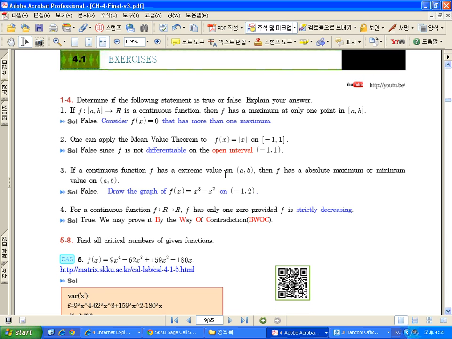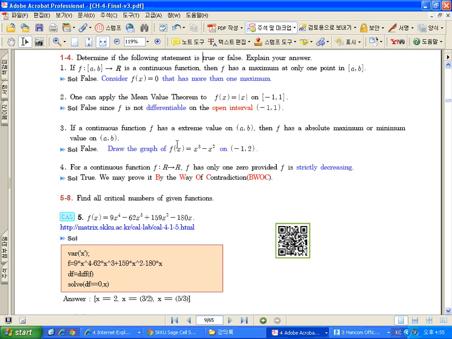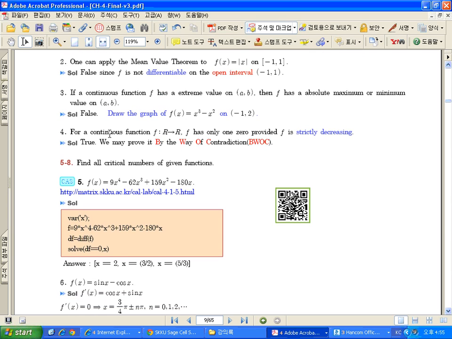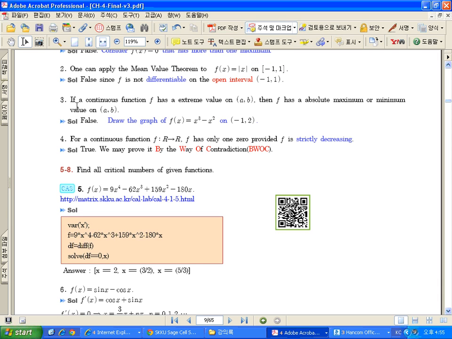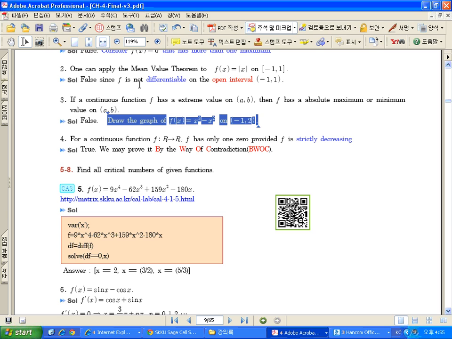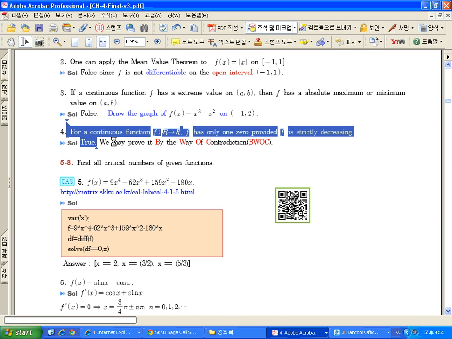Okay, the exercise problems in section 4.1. Here, we were asked to determine if the following statement is true or false. I gave the solutions on it, so you can check it and verify it by Sage or something to draw things in it. If the statement is false, then all you have to do is give a counterexample. Just supply a counterexample like this. Or if it is true, then you may have to prove it.